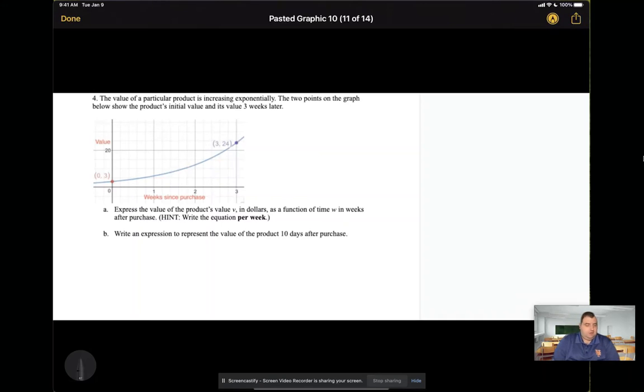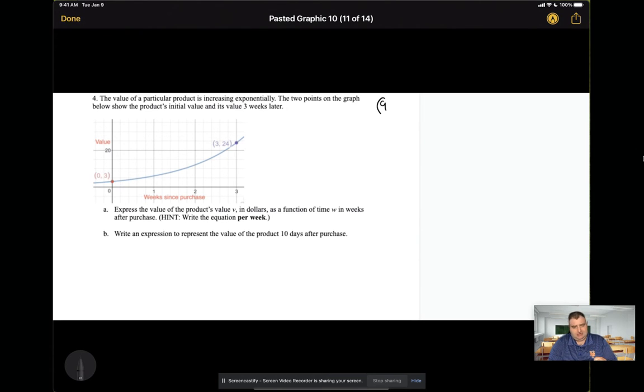Number 4, the value of a particular product is increasing exponentially. The 2 points on the graph below show the product's initial value and its value 3 weeks later. Express the product's value V in dollars as a function of time W in weeks after purchase. So, in other words, write the equation per week.